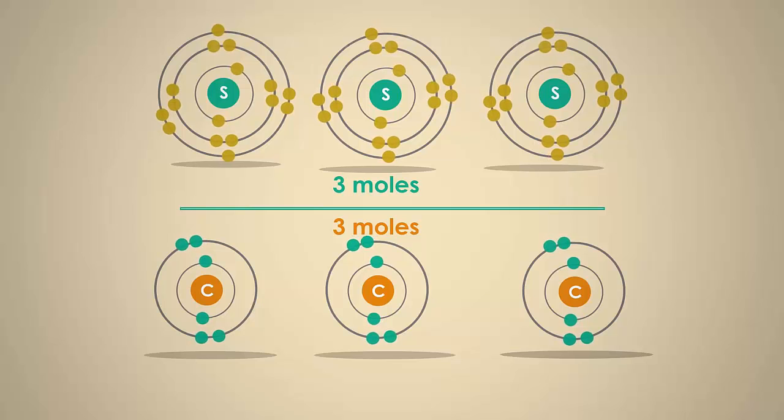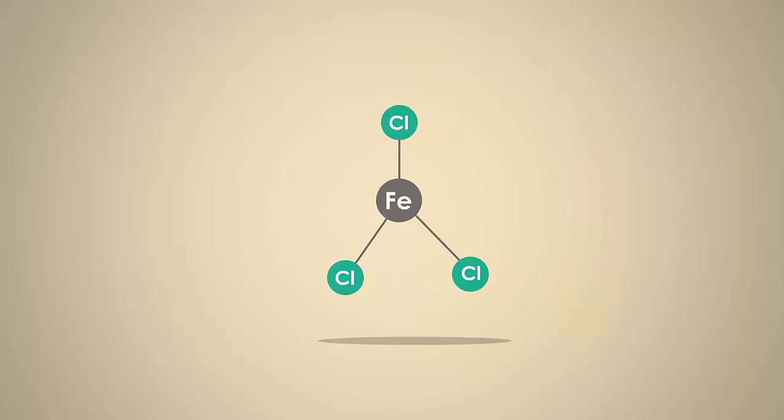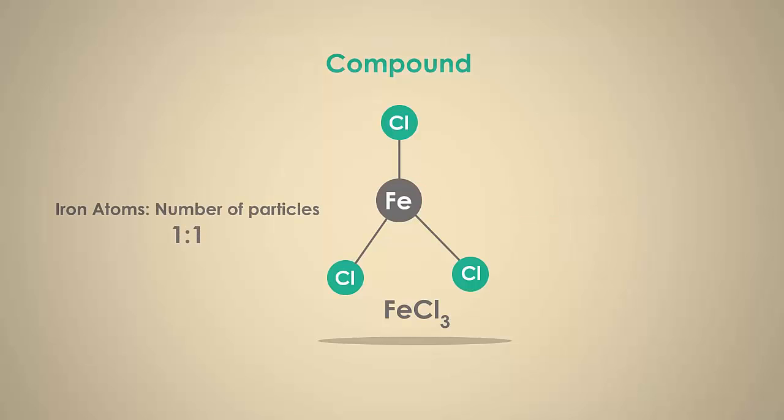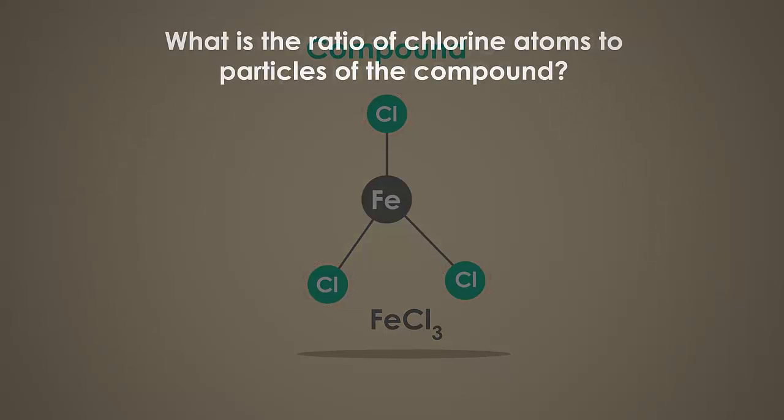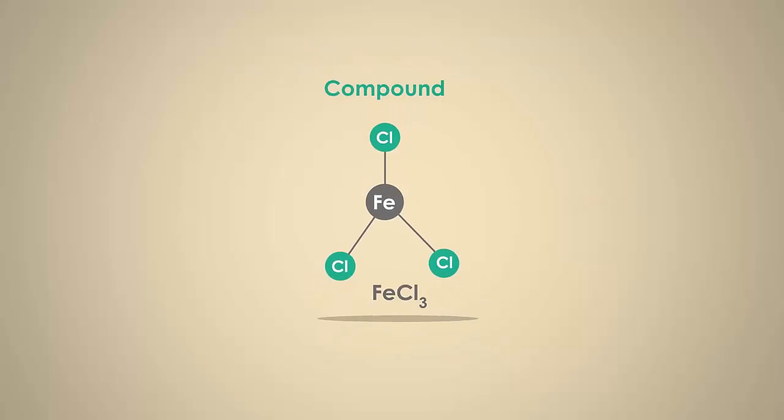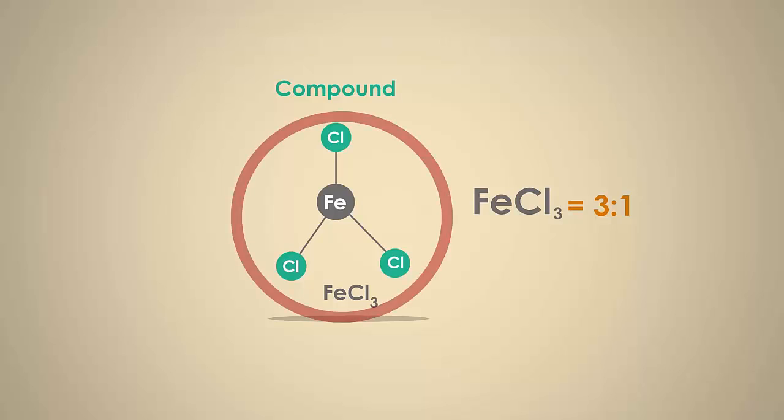Let's say you have 1 mole of iron atoms, but they are in a compound, FeCl3. This means you also have 1 mole of the compound. The ratio of iron atoms to particles of compounds is 1 to 1. What is the ratio of chlorine atoms to particles of the compound? Pause the video whilst you think. 3 to 1. There are 3 chlorine atoms per formula unit.